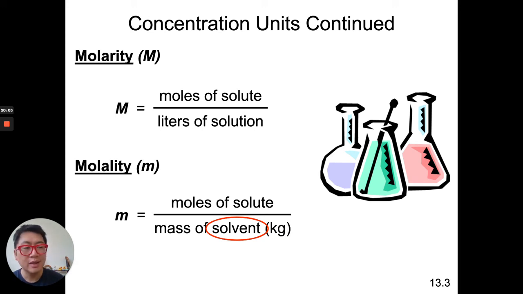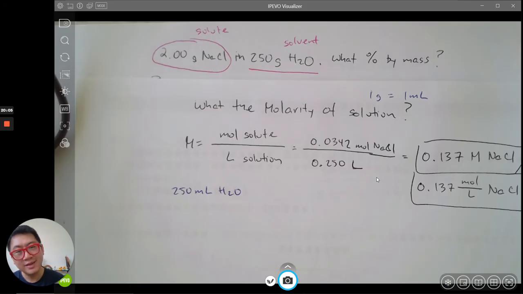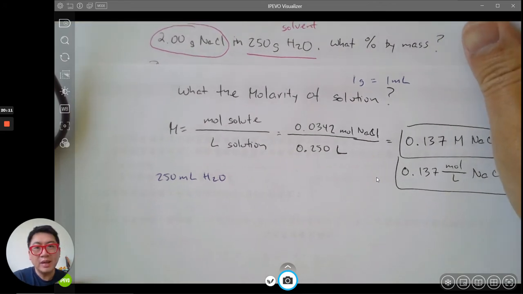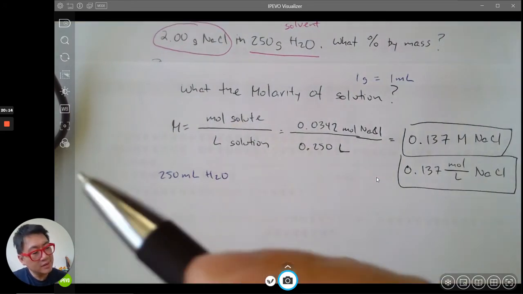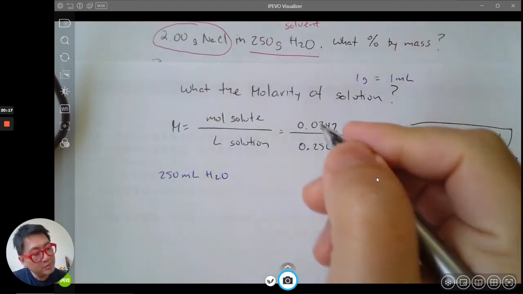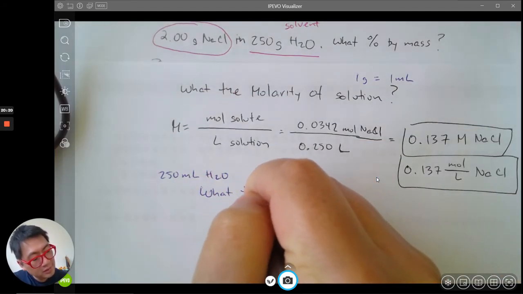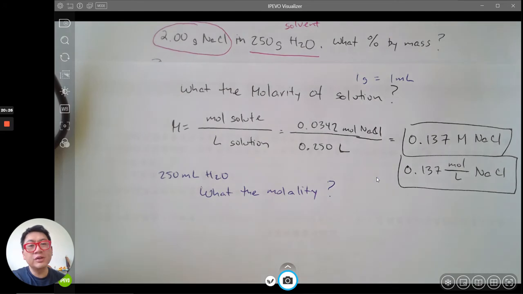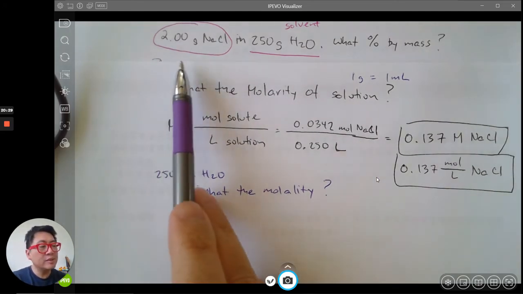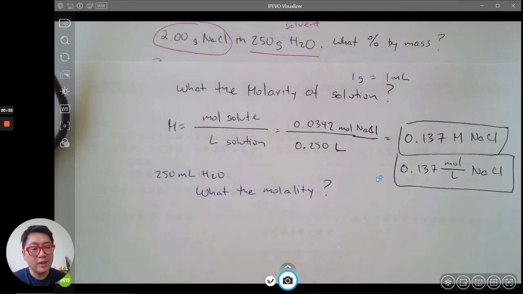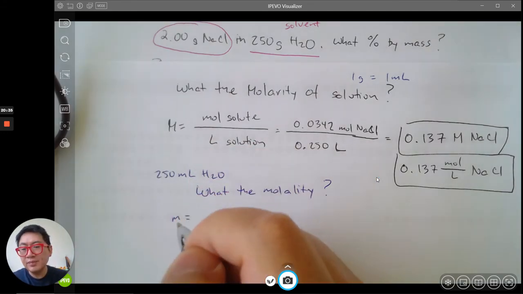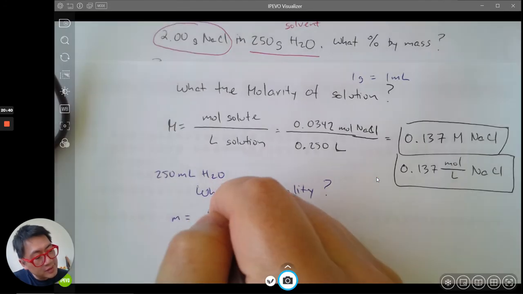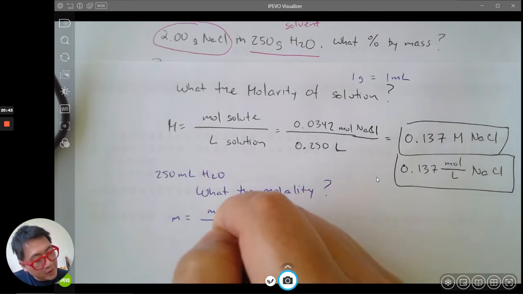And so, let's get back to this example again. Now, let's say, same problem. I'm trying to find the molality this time. So, what's the molality of sodium chloride in the solution, okay? When I have 2 grams of salt dissolved in 250 grams of water. So molality, lowercase m, is defined as moles of solute divided by kilograms of solvent.